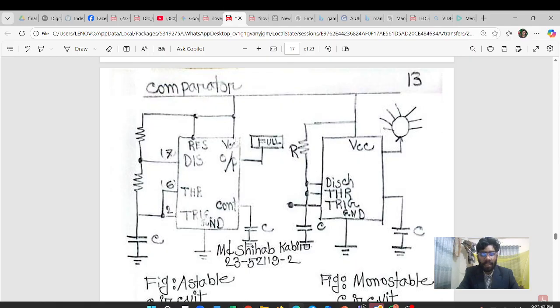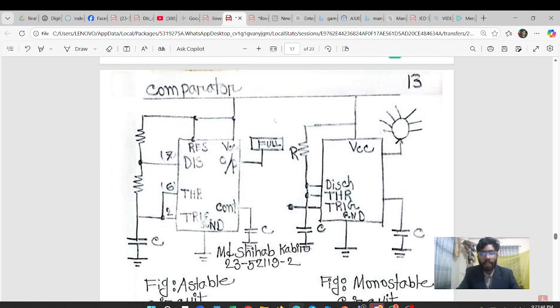And here I am showing the astable and monostable circuit. The astable circuit is basically used for blinking, and the monostable circuit is basically used for gate close and open. That means gate control.